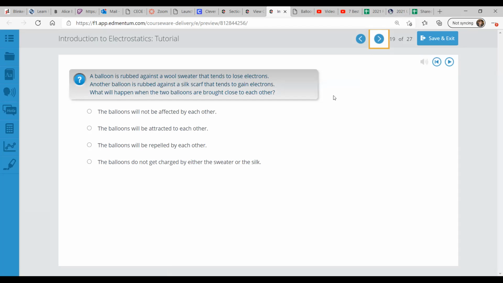All right, so checkpoint question. A balloon is rubbed against a wool sweater that tends to lose electrons. Another balloon is rubbed against a silk scarf that tends to gain electrons. What will happen when the two balloons are brought close to each other? So we have one that has been rubbed against a sweater, and another balloon rubbed against a silk scarf that tends to gain electrons.